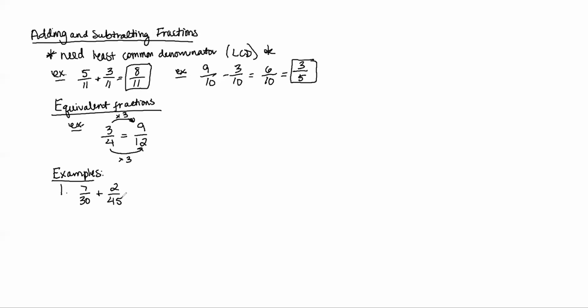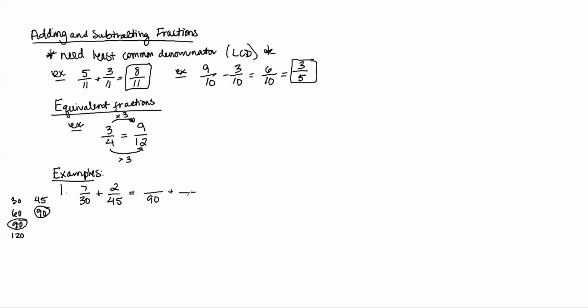And to figure out what our LCD is going to be, sometimes it's easier to tell just by looking at them. These numbers are a little bit bigger, so I'm going to write out the multiples of each. So we have 30, 60, 90, 120, and I'll stop there just so they don't get too big. Sometimes you'll need to keep going. For 45, we have 45. 45 doubled is 90, and I'm stopping because we already have the LCD. So our LCD is 90.